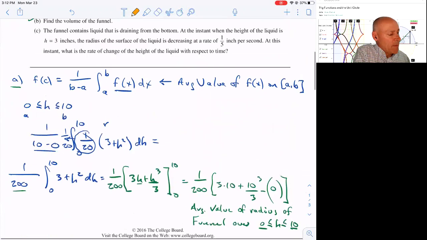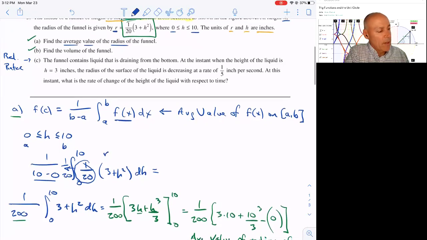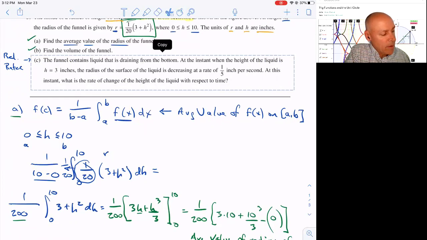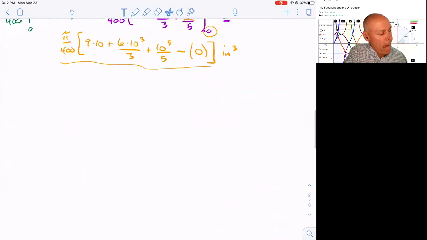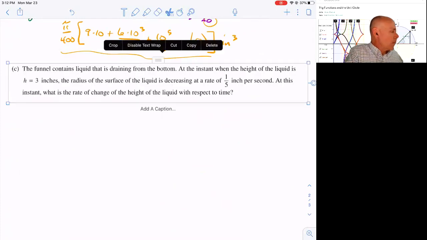So there's A and B, and that leaves us with part C, which is the related rates portion of this problem. So I'm just going to copy this down below here.